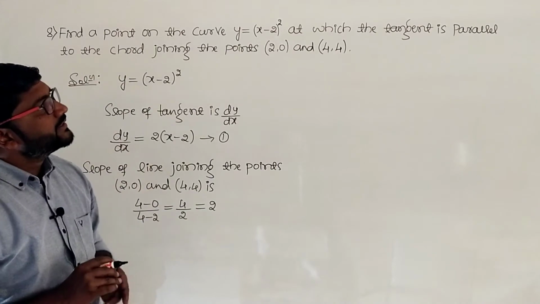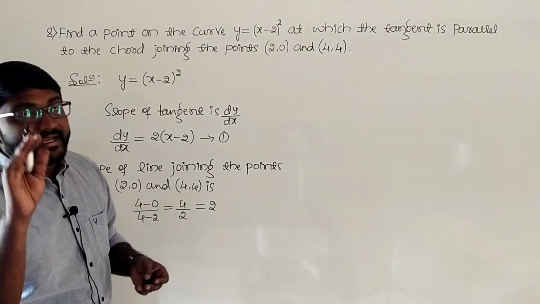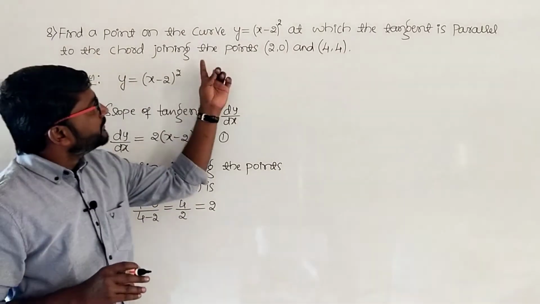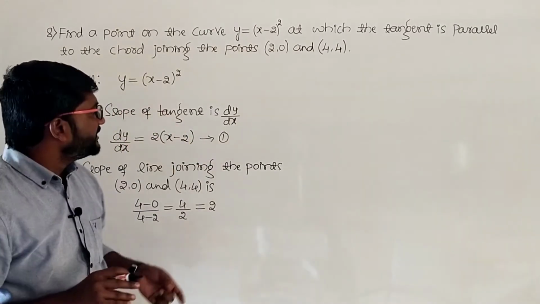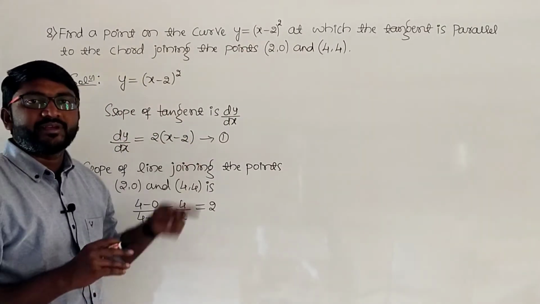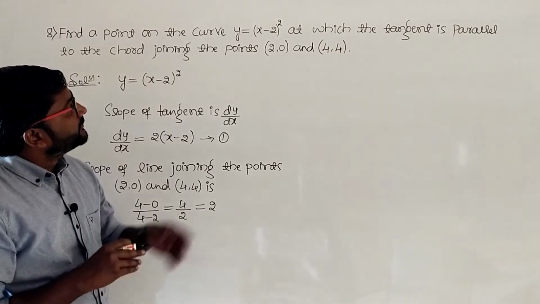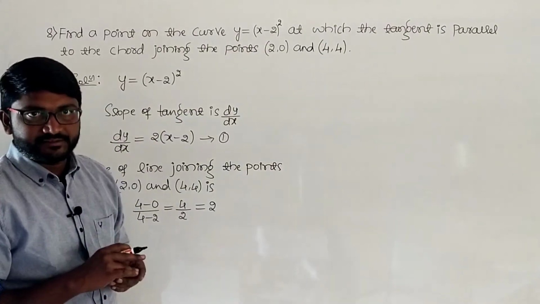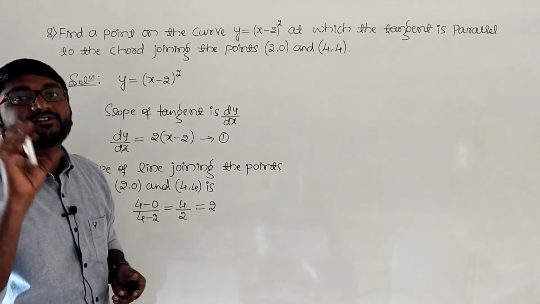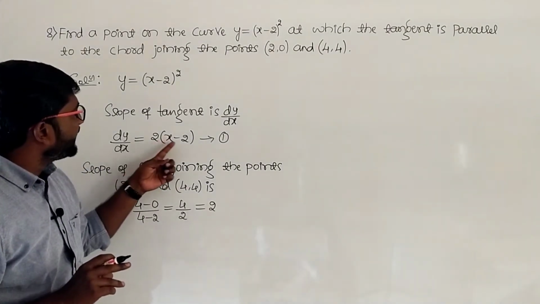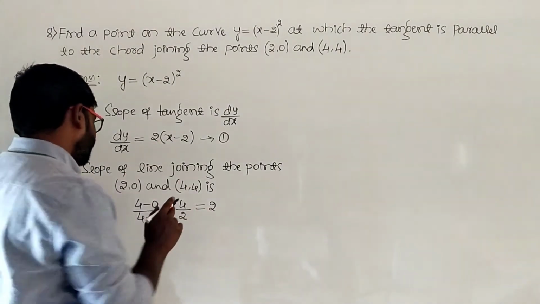Now he says the tangent is parallel to the line joining the points. That means whenever the tangent is parallel to the line joining the other points, we will have to equate the slopes. So it is going to be 2 into (x minus 2) equal to 2.